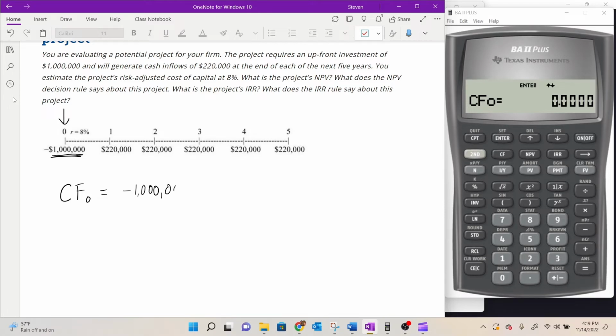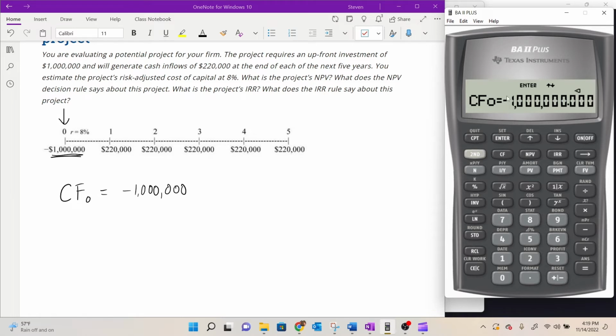All right, so I will type in 1 million. And then I will press the plus minus key to make it negative. And here's the part that can be difficult to remember when we first start using this. We have to press the enter key to store that value on CF0.